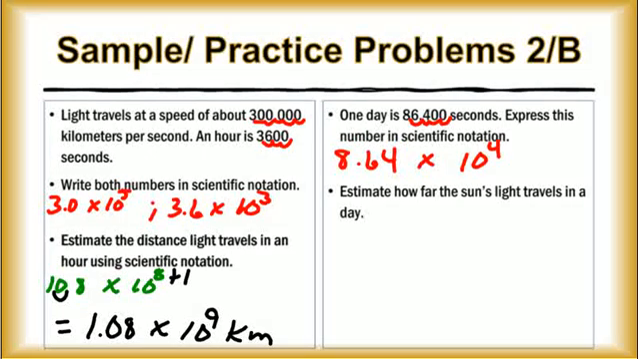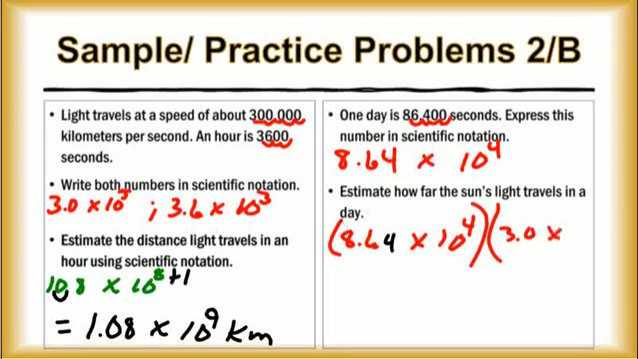How far does the sun's light travel in a day? So to solve this one, we're going to take our answer that we just have, so 8.64 times 10 to the 4th. We're going to multiply that by our answer, the speed that light travels, which is 3.0 times 10 to the 5th. That's what we just got over here.